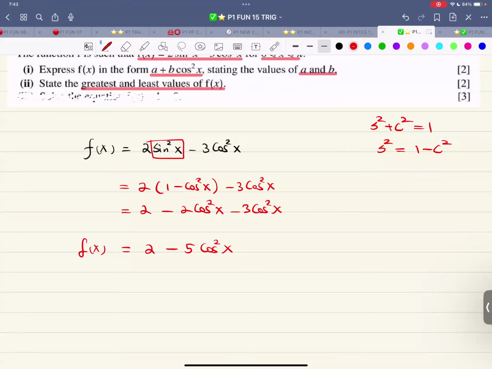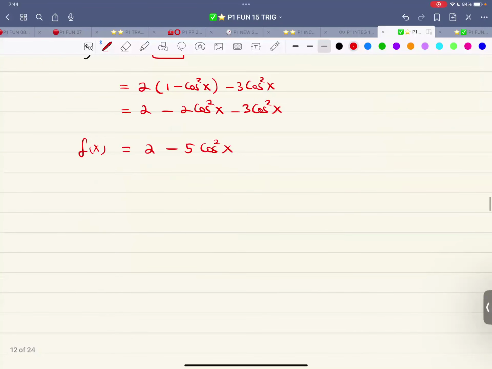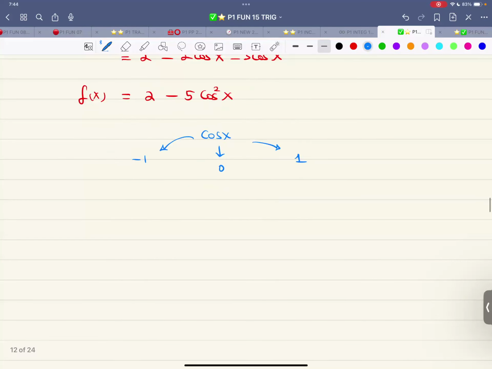Now it's asking for the greatest and the least values of f(x). Now the thing is, cosine x has a minimum value of negative 1, a maximum value of 1, and an in-between value of 0. When we talk about cosine square x, this negative 1 after squaring will become 1, 1 after squaring will remain as 1, and 0 after squaring will become 0.